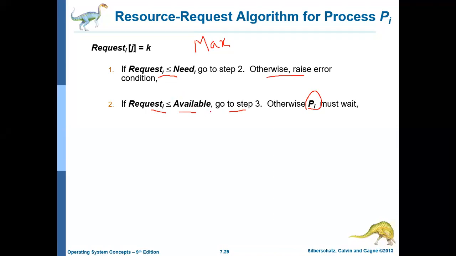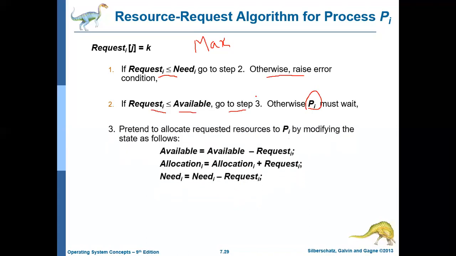Because if it is not available, how will the operating system give? So if both these conditions are satisfied, if request is less than or equal to need, and if request is less than or equal to available, then we will go to step 3. Step 3 of Banker's algorithm is quite interesting. It does not ask the operating system to just allocate the resources to the process PI.